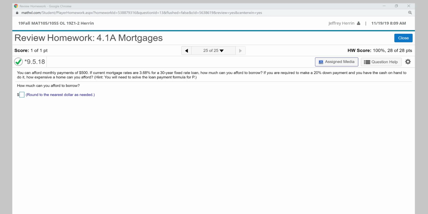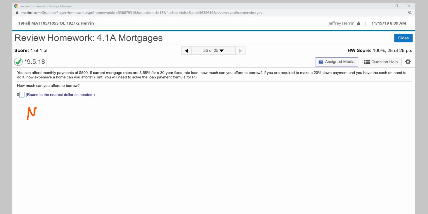But as far as what we can borrow with this case, you can afford monthly payments of $500 if current mortgage rates are 3.68% for a 30-year fixed rate loan. How much can you afford to borrow? If you're required to make a 20% down payment and you have the cash on hand to do it, how expensive a home can you afford? So let's look at this.